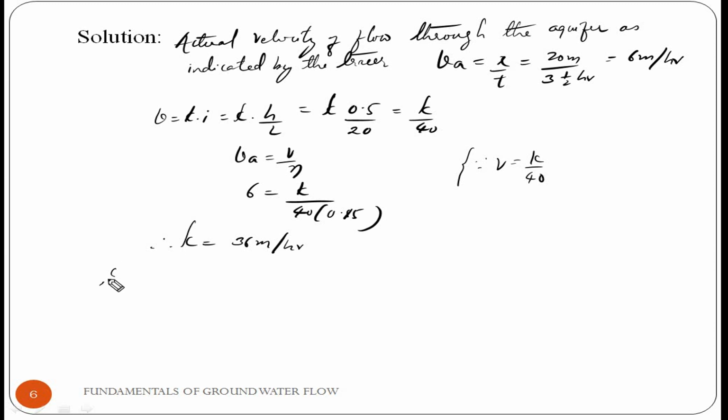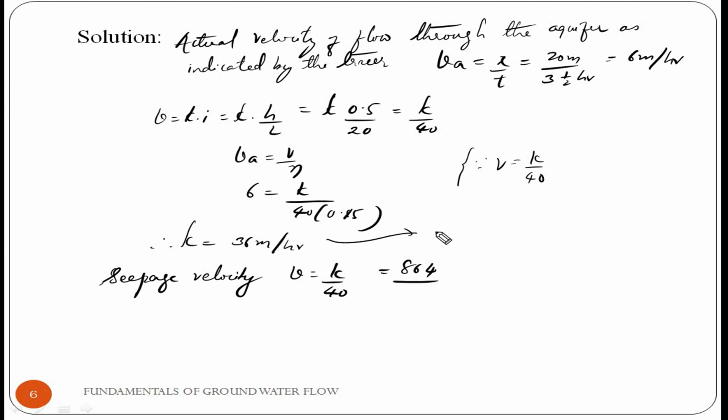So the seepage velocity V is equal to K by 40. K is 864 meter per day, divided by 40, which is coming around 21.6 meter per day or 0.025 centimeter per second.